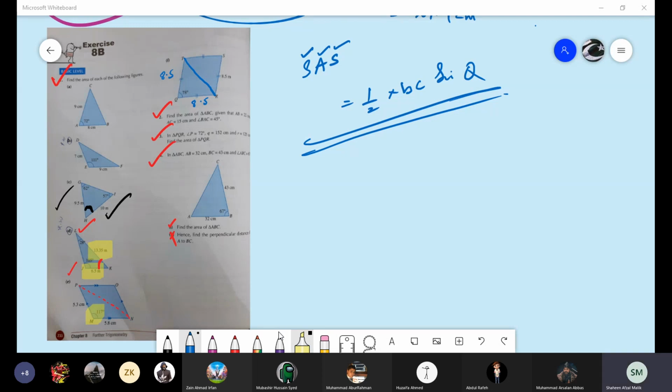Boys, quickly, only four students have done. What about the rest of the students? Raise your hand if you have done. One minute. So, mashallah, today all are present.